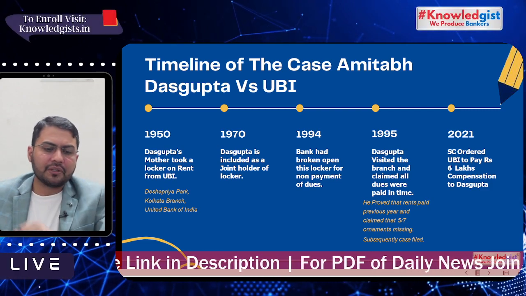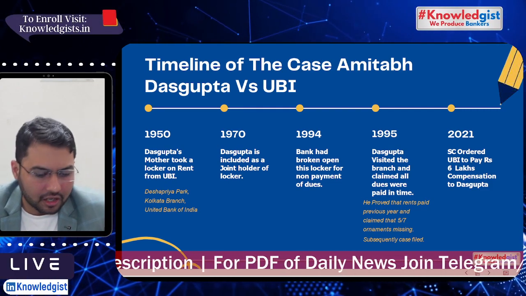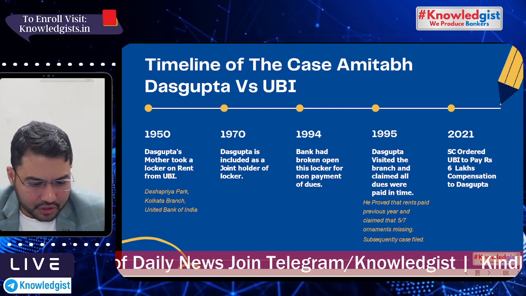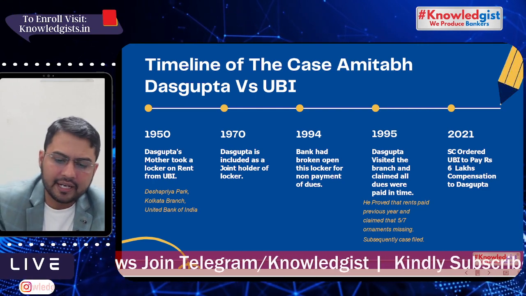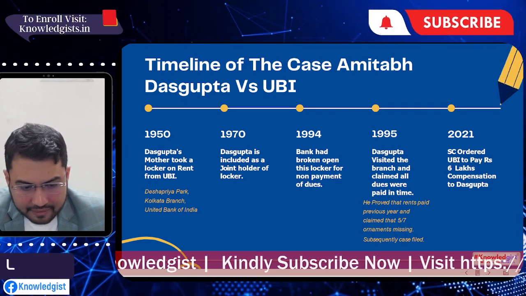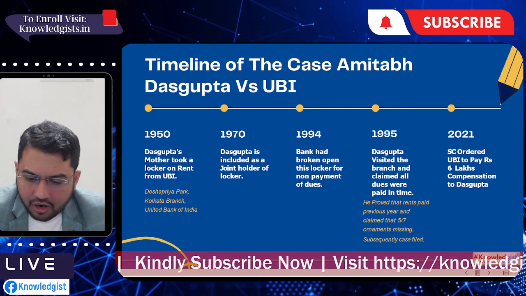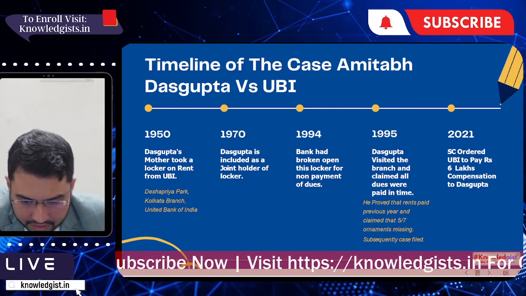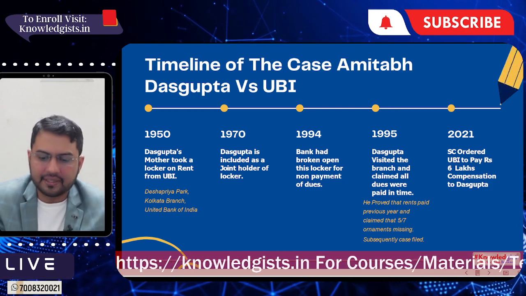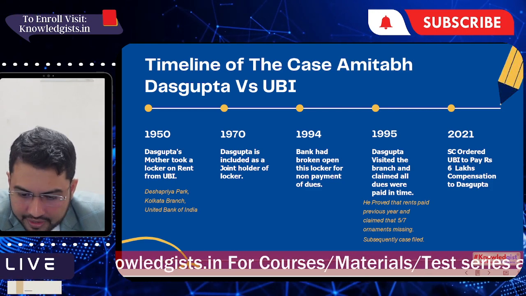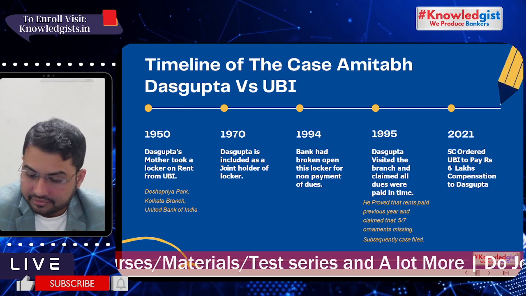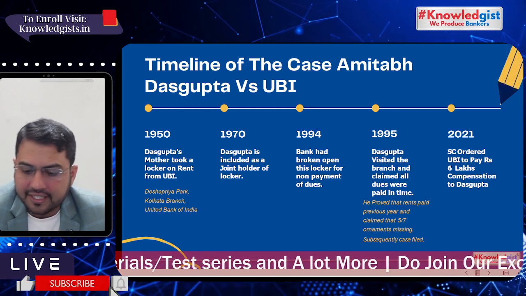What happened in the case of Amitabh Dasgupta? Dasgupta's mother took a locker on rent from UBI, and Dasgupta was included as a joint holder in the locker. The bank broke open the locker for non-payment of dues. Dasgupta visited the branch in 1995 and claimed all dues were paid in time for that locker, and he proved that the rent was paid the previous year, and claimed that 5 to 7 ornaments were missing. Subsequently, he filed a case in 1995, and in 2021, the SC ordered in favor of Mr. Dasgupta to give him 6 lakhs in compensation.